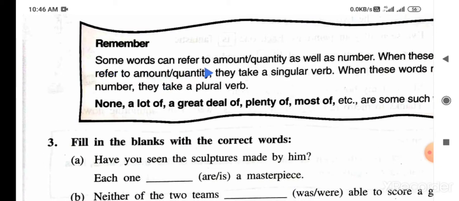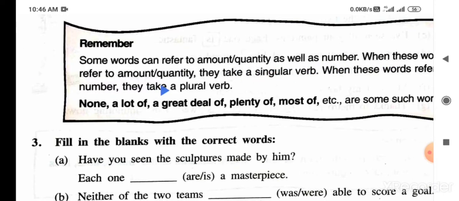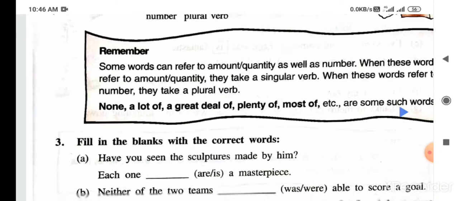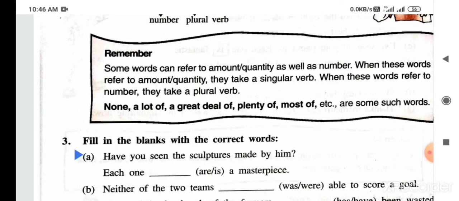Some words can refer to amount, quantity as well as number. When these refer to amount, quantity, they take a singular verb, and when these words refer to number, they take a plural verb. None, a lot of, a great deal of, plenty of, most of, etc. are some such words. Okay, fill in the blanks with the correct words.